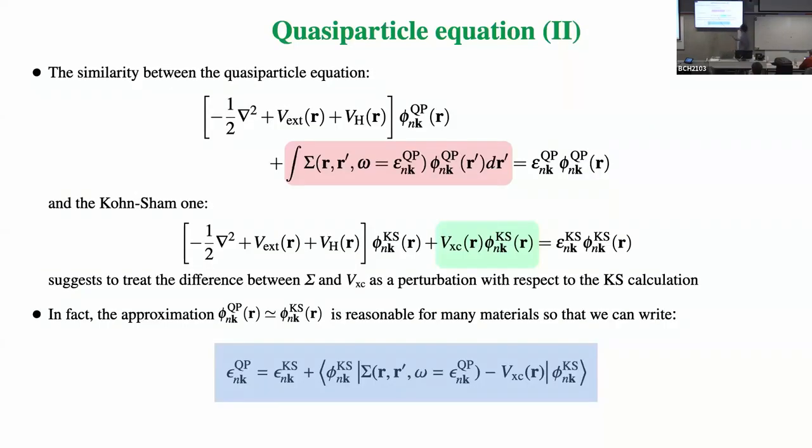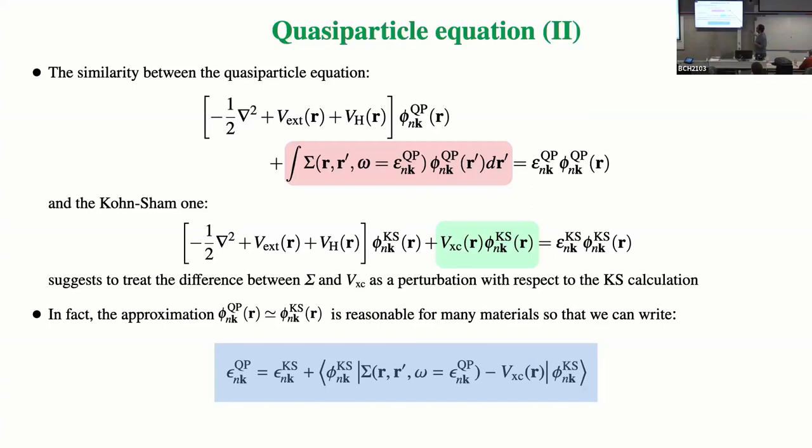Now, if we compare the quasi-particle equation written here with the Kohn-Sham one, obviously the first two terms are the same: kinetic plus external potential. The main difference is essentially that in Kohn-Sham we have Vxc. In the quasi-particle equation, we have this integral in which sigma acts as a kernel. So from this perspective, we can see Vxc as a static and local approximation to the self-energy. But we have already solved this problem at the Kohn-Sham level. So this means that we can reuse this information to try to solve the quasi-particle problem in a perturbative way.